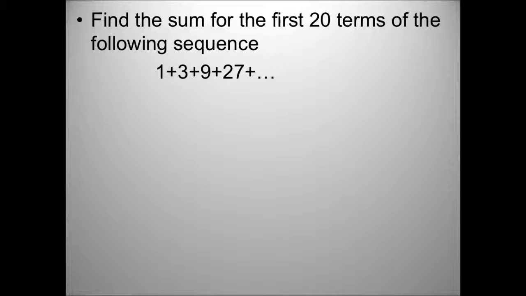For our next example, I would like to see if you guys could apply the formula. So we want to find the sum for 20 terms, and we have the sequence 1, 3, 9, and 27. So remember, you need to find three things: find the first term, find the common ratio, and identify how many terms are being added together, and then plug them into your formula. Go ahead and do that now, and give me your answer.